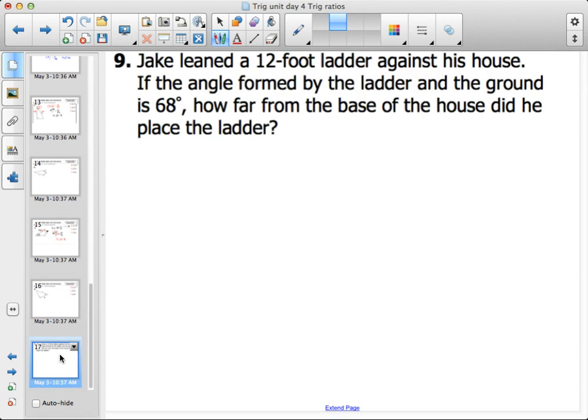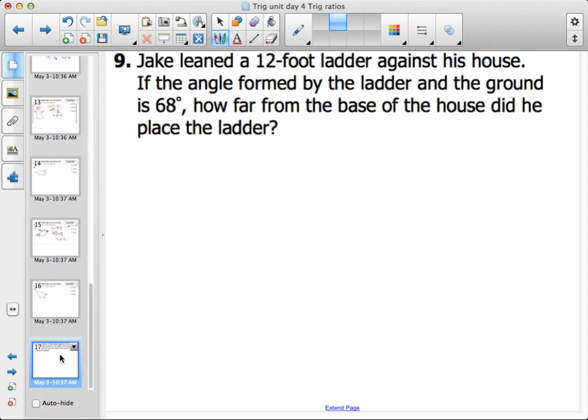Now, the last example we'll give is a real-world example. And remember that anytime you get a real-world example, the most important thing is that we model that situation with a picture. All right, so Jake is leaning a 12-foot ladder against his house. The angle formed by the ladder and the ground is 68 degrees. How far from the base of the house did he place the ladder?